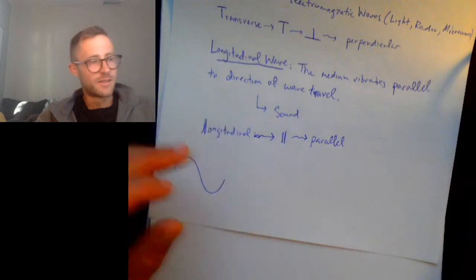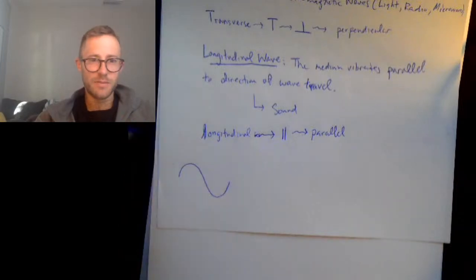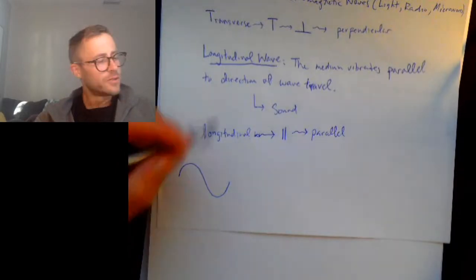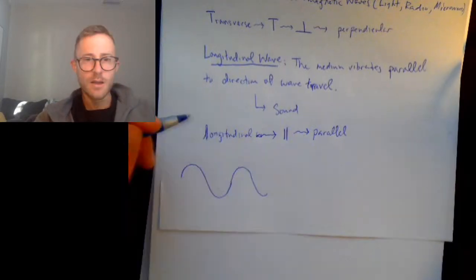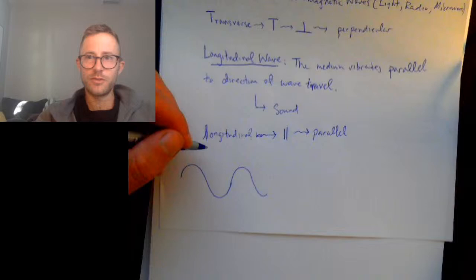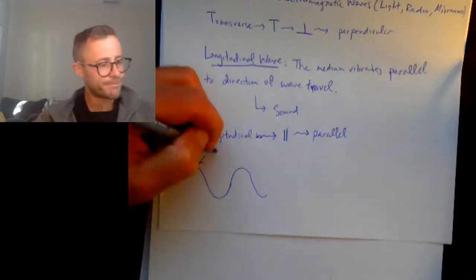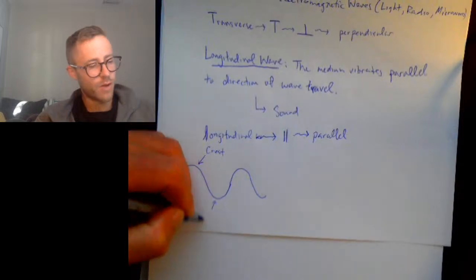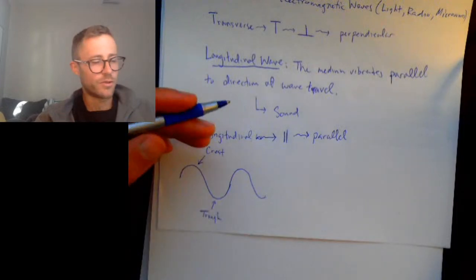Because this lesson doesn't have anything to do with any of the other stuff we've learned so far. So this is an example of a transverse wave. And on a transverse wave, the highest point is called a crest, and the lowest point is called a trough. Okay? So that's a drawing of a transverse wave.